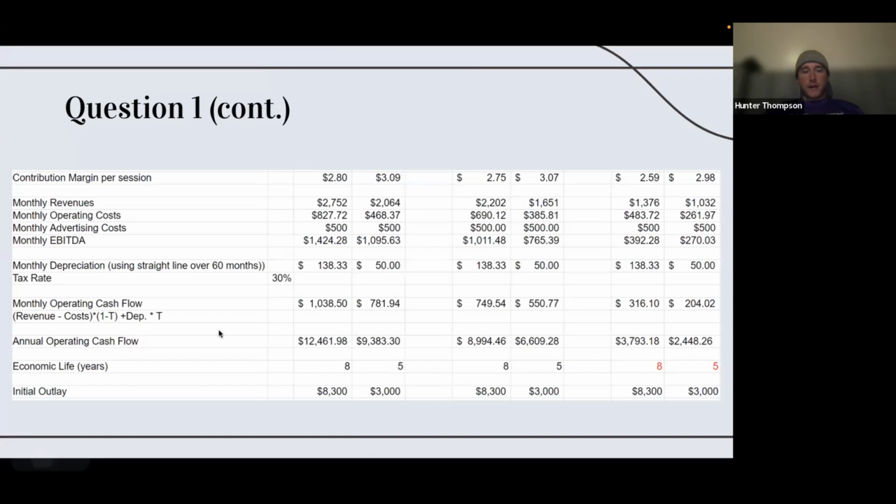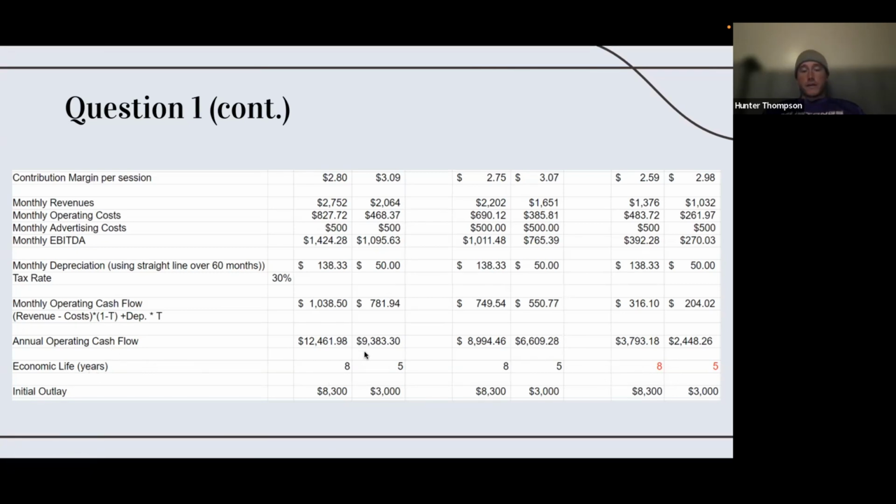So we do revenue minus the cost times 1 minus the tax rate, plus the depreciation times the tax rate. We see here that our monthly operating cash flows for our best case scenario were just over $1,000 for the domes, close to 800 for the beds. Bigger drop off here, we see our most likely case around 750 and 550, and then the worst case scenario only 300 and 204. And so annual operating cash flow, again, is going to be highest for the best case, over 12,000 for the best case, close to 9,000 for the most likely, and near 4,000 for the worst case.